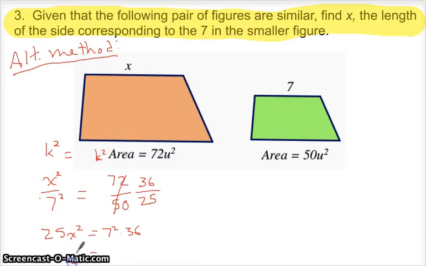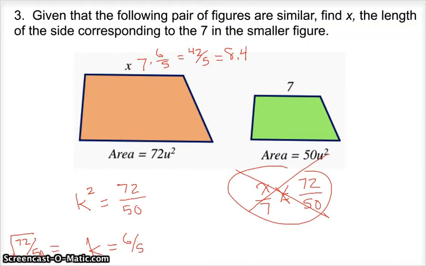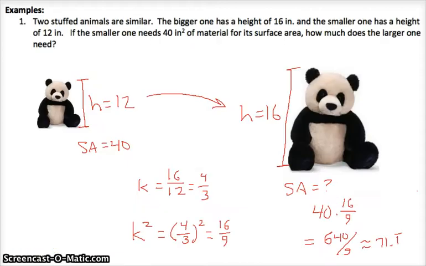x squared equals 49 times 36 over 25. And then you square root both sides, you get x equals 42 over 5. When I did the old method on this problem, I got x equals 42 over 5 up here, so I could do that. Let me do that with one of these volume ones. Let me do it with the Panda Bear one, just a second.